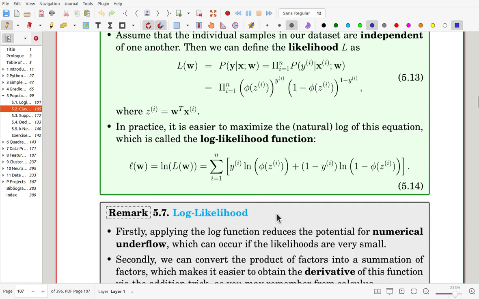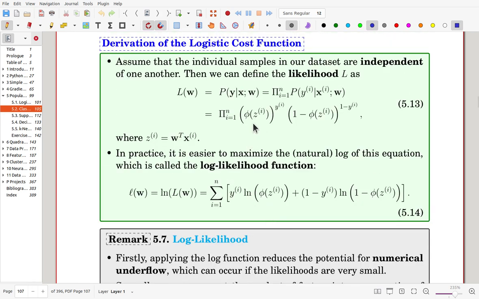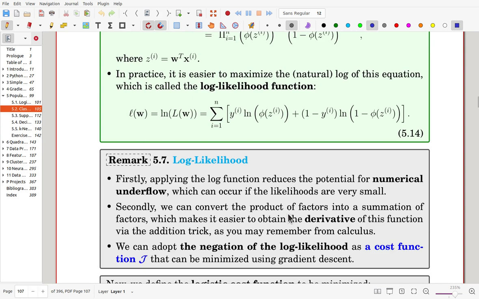Secondly, rather than the original likelihood, if you consider the log likelihood, then you can use derivatives, the calculus technique, more conveniently, and it is much easier to get the derivative. So we try to use log likelihood. And we have to maximize this log likelihood, but rather than itself, we multiply by -1. So the negation of the log likelihood will be used as the cost function for logistic regression.